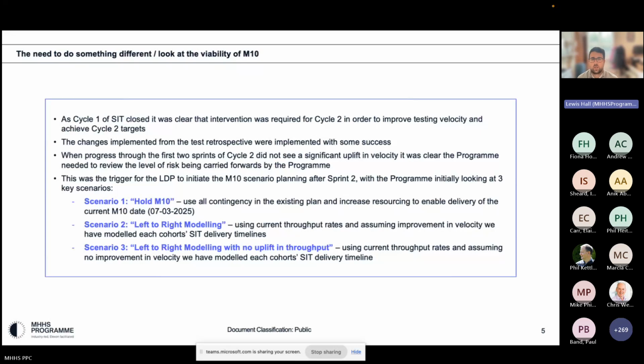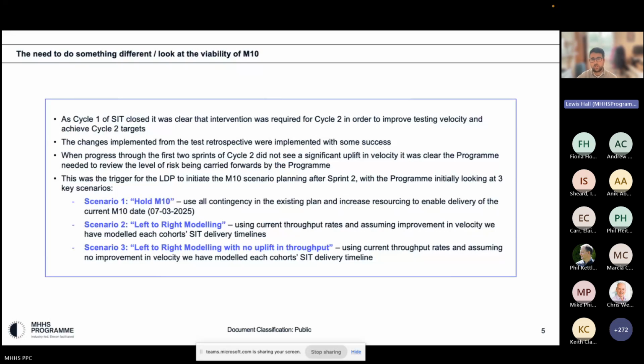So this all really started at the end of cycle one. When cycle one of SIT functional closed, it was clear that we needed to do something differently going into cycle two to improve testing velocity and achieve those cycle two targets, both from a throughput perspective, but also other design coverage and stability targets. We had a testing retrospective in between the end of cycle one and start of cycle two, that many of you will have been involved in, to capture feedback, understand some of the challenges faced in cycle one, and also what could be done differently in cycle two.